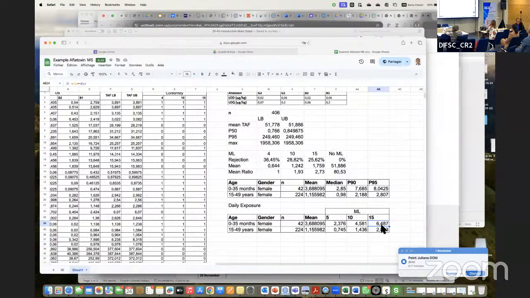But I had a question about the initial setting of the 4, 10, 15. Why these values to work with? But who exactly decides about that? Or is it relative, let's say, to previous MLs that were set for other food matrices for the same contaminant? Could have put 5.